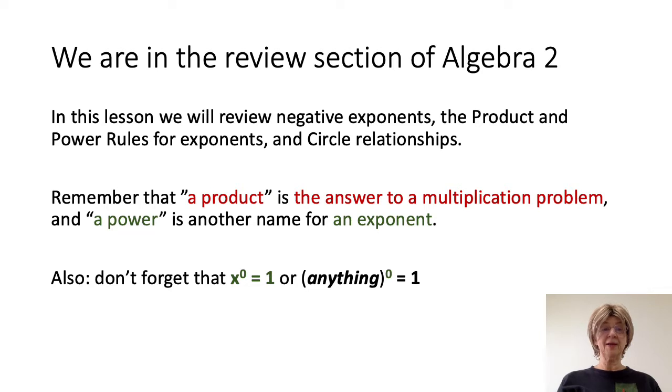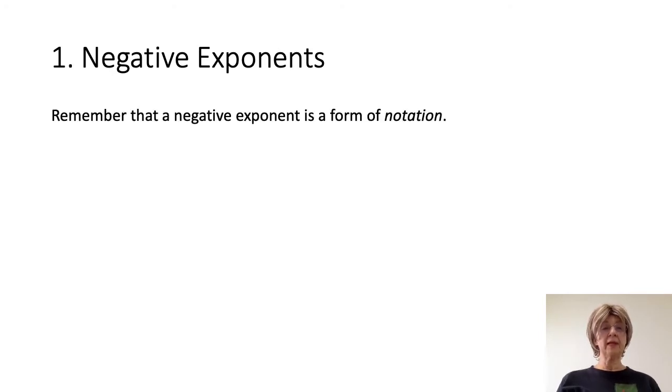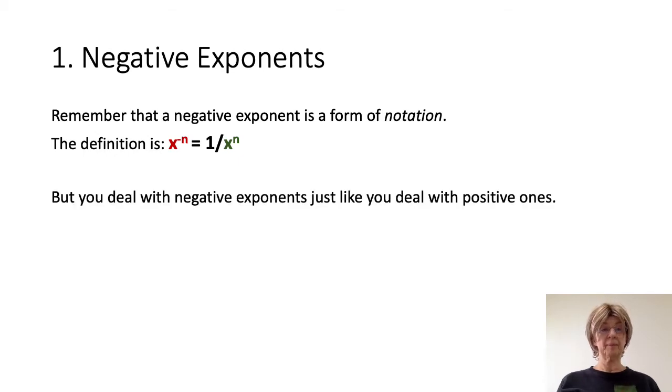Also, don't forget that x to the 0 power equals 1, or anything algebraic raised to the 0 power equals 1. Number 1, negative exponents. Remember that a negative exponent is a form of notation. The definition is x to the minus n equals 1 divided by x to the n. But you deal with negative exponents just like you deal with positive ones.